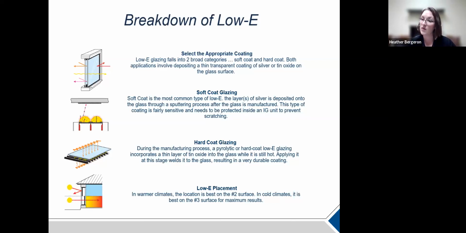Also, we have the low E placement. In warmer climates, the best location for low E would be on surface 2. There's an example here on the left-hand side where you can clearly see where that surface 2 is on the unit. In cold climates, it's best on surface 3 for the maximum result. That's going to be right there in that spacer area where the gas is filled as well.